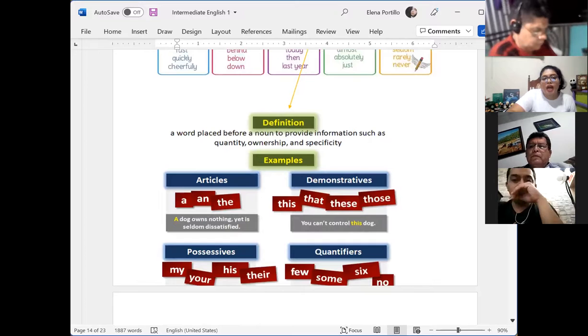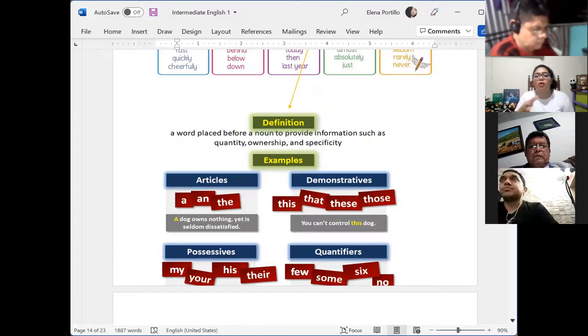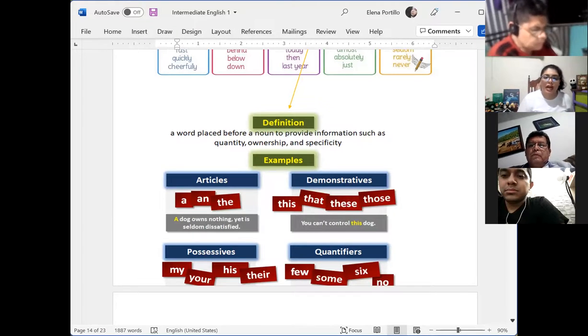It says a word placed before a noun to provide information such as quantity, ownership, and specificity. And we have the examples: articles, demonstratives, possessives, and quantifiers.